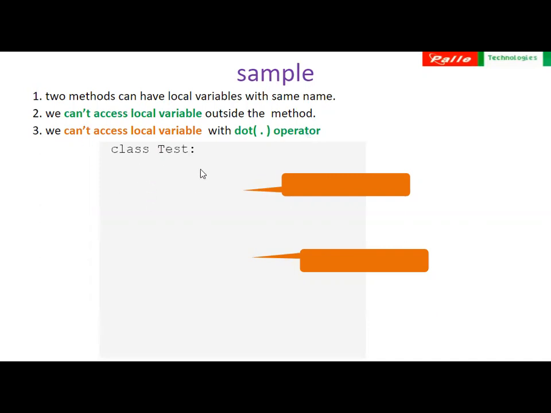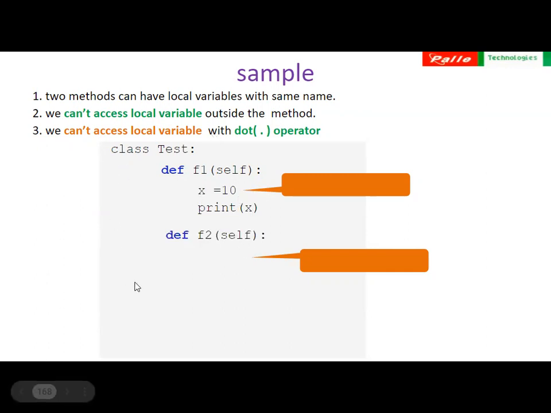I have created a class. In this class, I have created a method called F1. Now in this F1, do I have any parameter? No. So I have written x is equal to 10, print x. Similarly, I have created one more method called F2. Do I have any parameter in F2? No. So I have written x is equal to 20, print x. Then t1 is equal to Test.